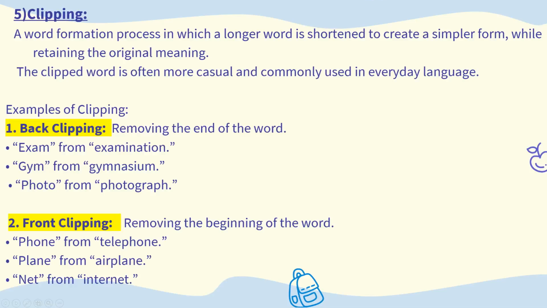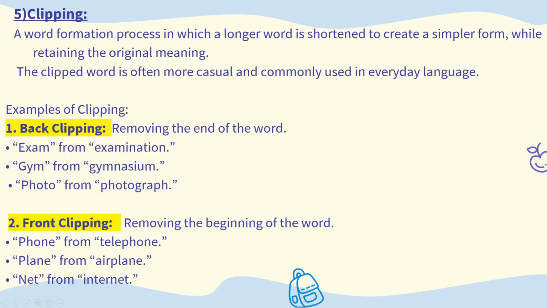Fifth type, which is clipping. Clipping is a word formation process in which a longer word is shortened to create a simpler form, while retaining the original meaning. The clipped word is often more casual and commonly used in everyday language. We have some examples of clipping. First, back clipping, which is removing the ending of the word, like exam from examination, photo from photograph, gym from gymnasium.